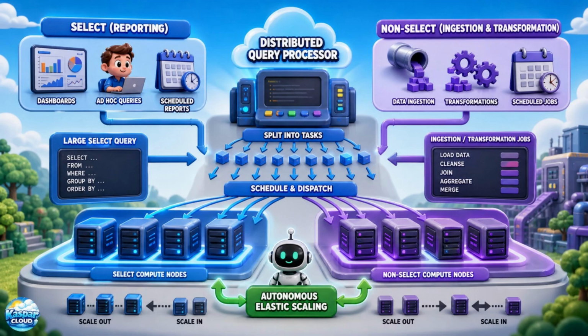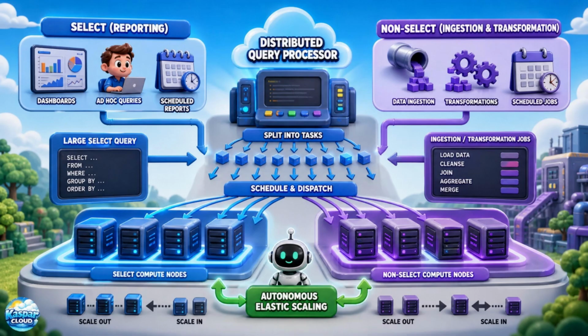The distributed query processing architecture provides Microsoft Fabric Data Warehouse with elastic scalability for analytical workloads. Queries are divided into smaller execution tasks that can run in parallel across multiple back-end compute resources within the Fabric platform. Fabric also separates select-based analytical workloads from non-select activities such as ingestion, transformation, and loading operations to reduce contention between reporting and engineering processes.